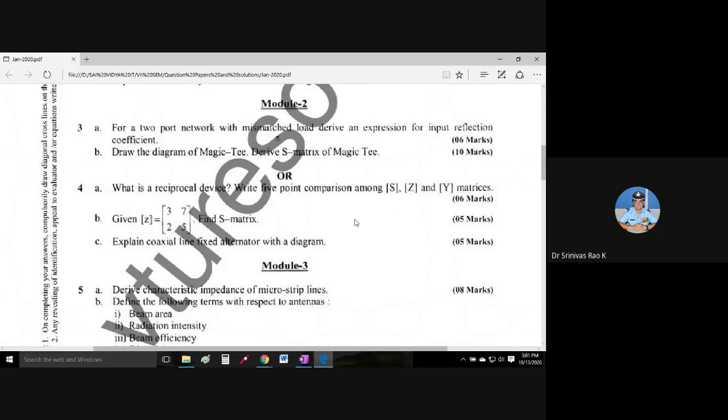Sometimes a question may come where a Z parameter matrix is given like this. Now what is this network? Mahima, I'm asking you, is this reciprocal or symmetrical? Neither reciprocal nor symmetrical. No, yes, both. It's not there. Okay, right. Very good.